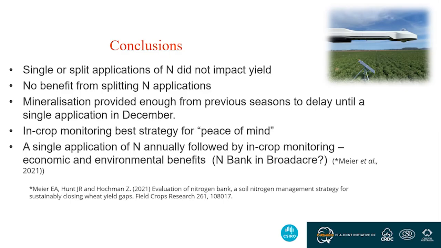Mineralisation provides enough from the previous season to delay until a single application in December. That obviously is probably an early application, and it could go another 3 weeks after that, into that squaring to flowering time frame. A single application followed by in-crop monitoring is probably a good way to go when we're in situations where nitrogen might be running short in availability or we're trying to optimise efficiency.